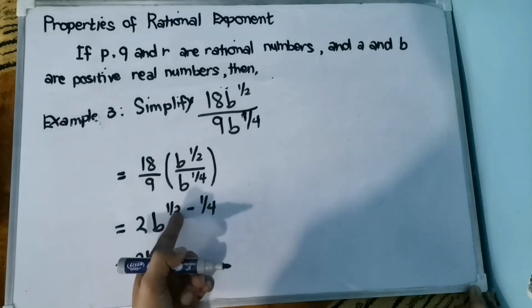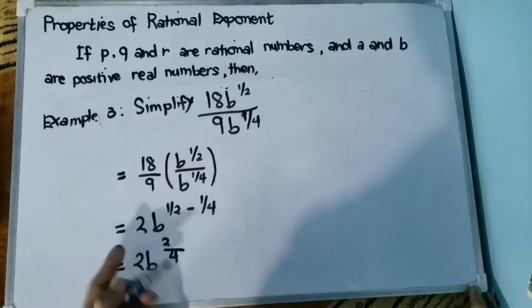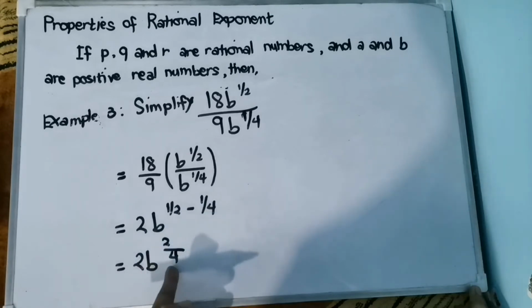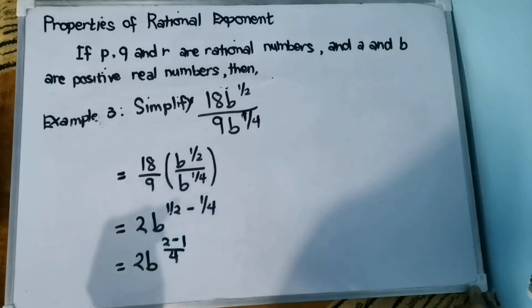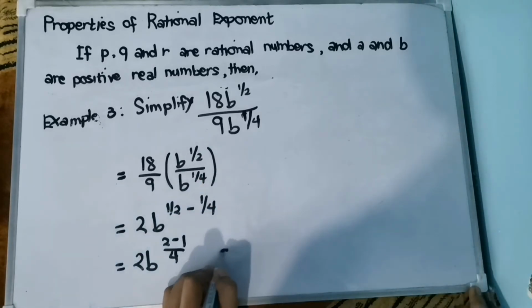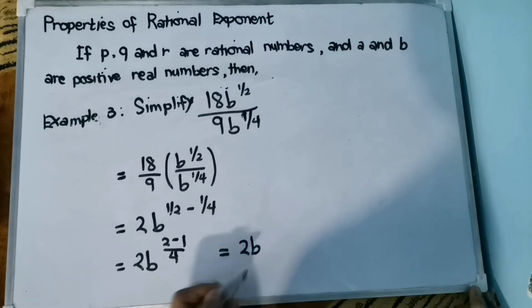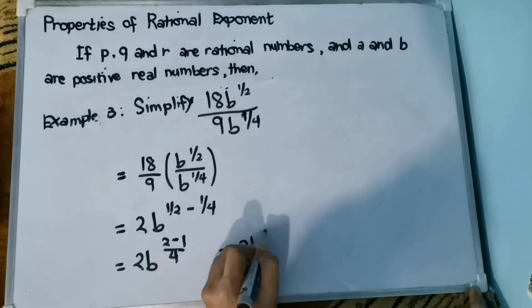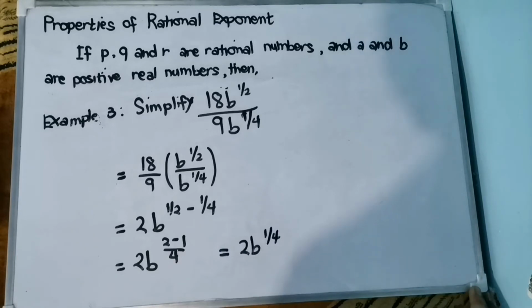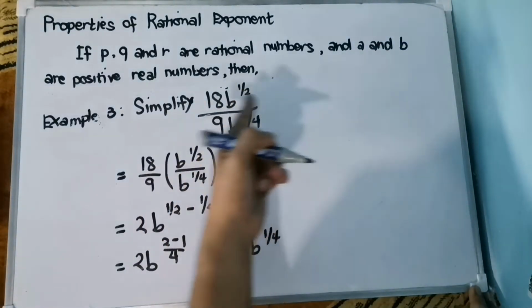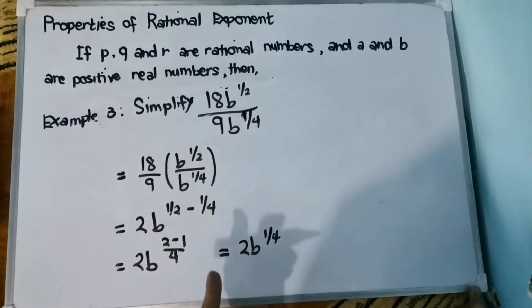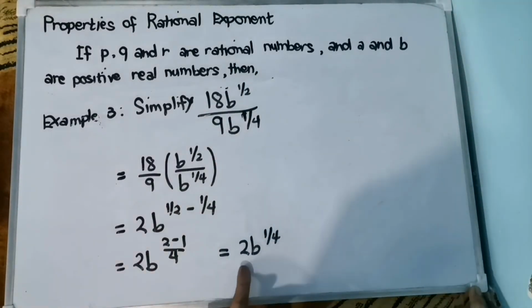So 4 divided by 2 is 2 times 1 is 2. So 1/2 is equivalent to 2/4. Then minus, we just copy. So 4 divided by 4 is 1 times 1 is 1. Okay? And then we have here 2b. 2 minus 1 is 1 over 4. So therefore, when we simplify 18b raised to 1/2 all over 9b raised to 1/4, we will get the quotient, which is 2b raised to 1/4.